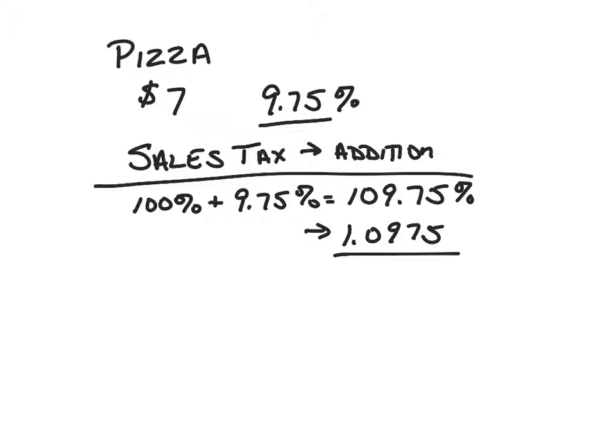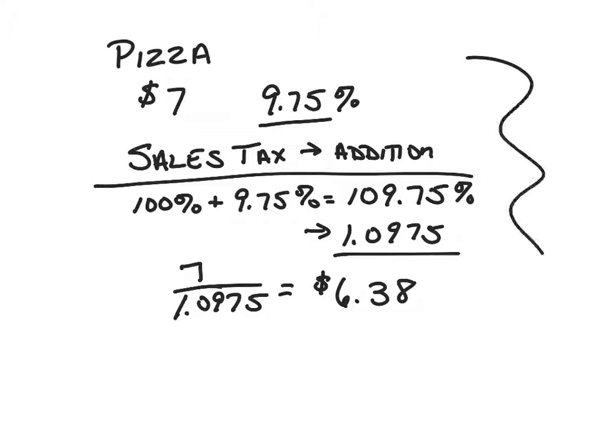I want that to be the after price. After prices get divided by my percentage. And if I take $7 and divide it by 1.0975, I'm really charging $6.38 for my pizza. And then when I add the 9.75% tax to it, that gives me a final price of $7. This scenario here is how you do all the problems on portfolio assignment 1.